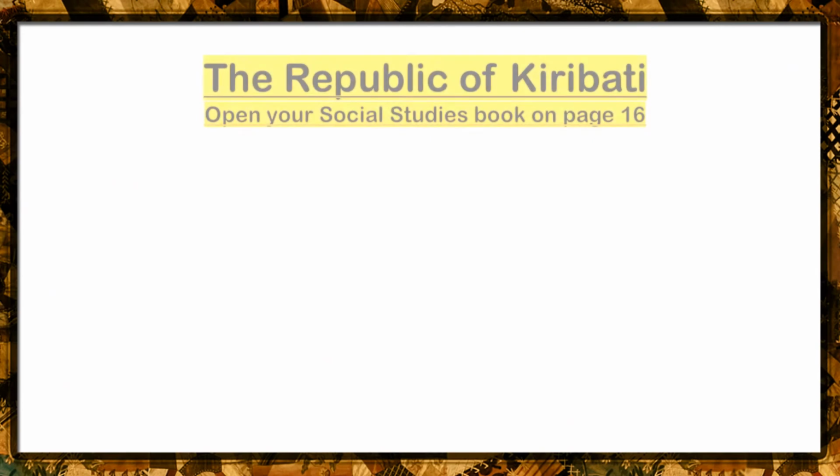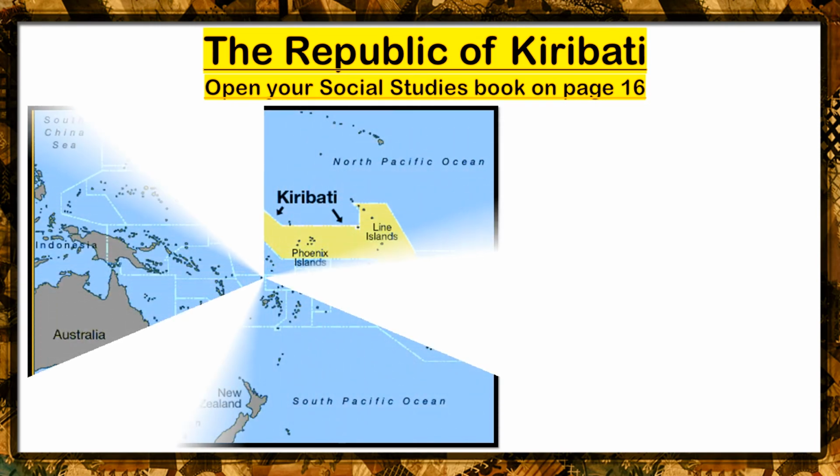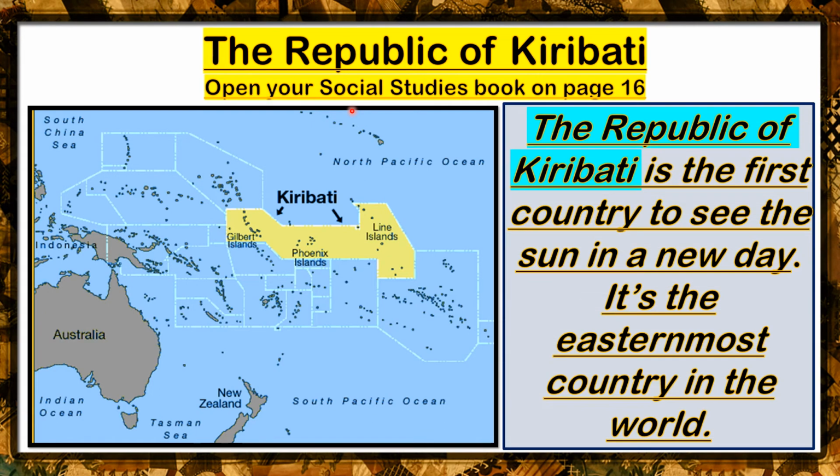Let us study about the Republic of Kiribati. Please open your social studies book on page 16. So this is the island of Kiribati and this is the North Pacific Ocean. So why are we talking about the Republic of Kiribati? Because the Republic of Kiribati is the first country to see the sun in a new day. It's the easternmost country in the world.